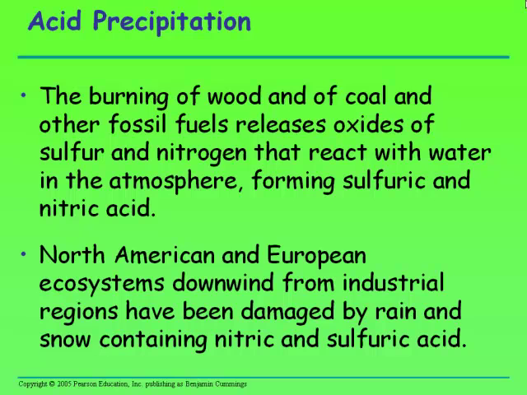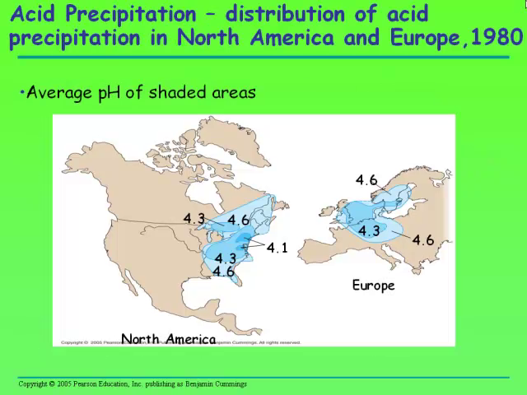Acid precipitation: the burning of wood and of coal and other fossil fuels releases oxides of sulfur and nitrogen that react with water in the atmosphere, forming sulfuric and nitric acid. North American and European ecosystems downwind from industrial regions have been damaged by rain and snow containing nitric and sulfuric acid.